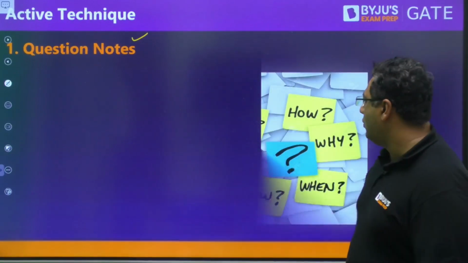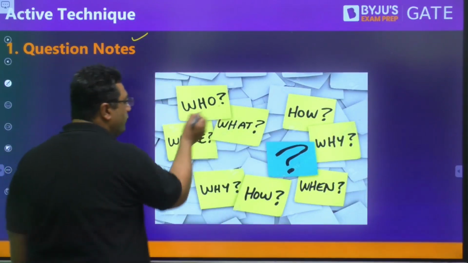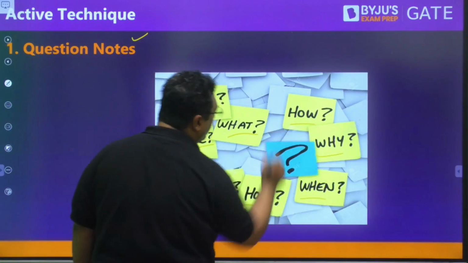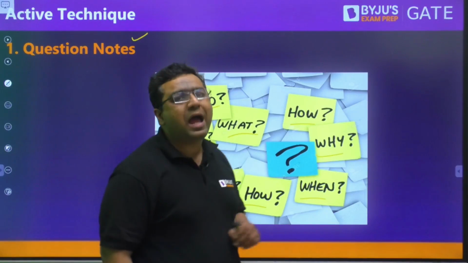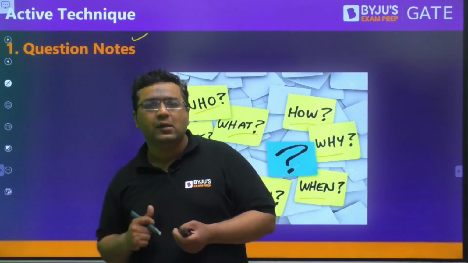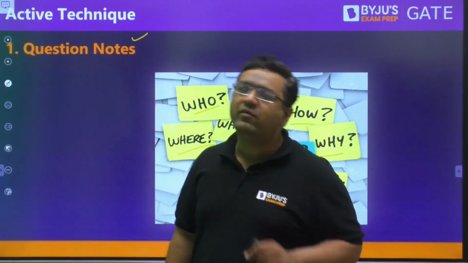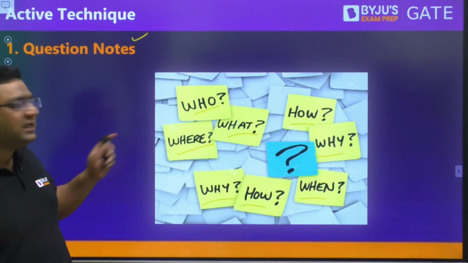These are the questions which generally come to mind: who, where, what, why, how, when. These should be the questions for which you need to have the answers. If you do not, you need to go for the revision, search for that particular point, and then write the answers. So this is the first active technique.